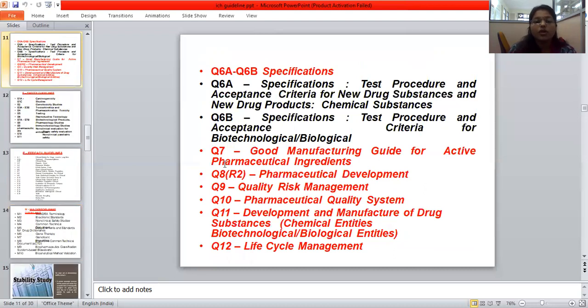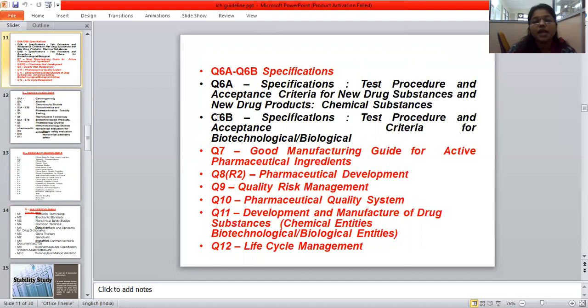Also, we have the quality 6 guideline. There are some specifications there: the specifications regarding test procedures and acceptance criteria for new drug substances and new drug products. So we are talking about the specifications related to chemical substances, test procedures and acceptance criteria for new drug substances and new drug products. This is given in the Q6A guideline.